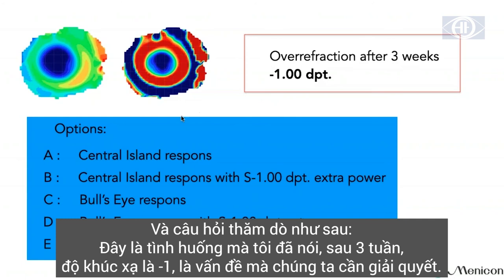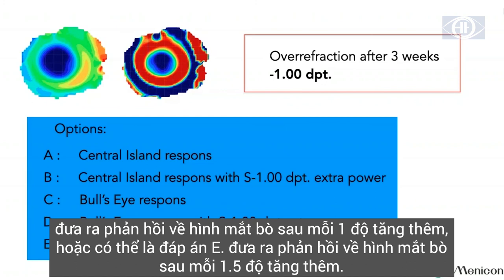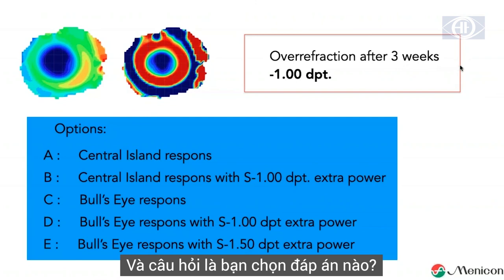Is it answer A, we give a central island response? B, we give a central island response and we give a minus one extra power? C, it is okay, we have a bullseye response because we have to deal with a bullseye? Or D, we have a bullseye response, but we need minus one extra power? Or E, we need a bullseye response with minus 1.5 diopter extra power? The question is, what would you choose? So let me pull up the poll.